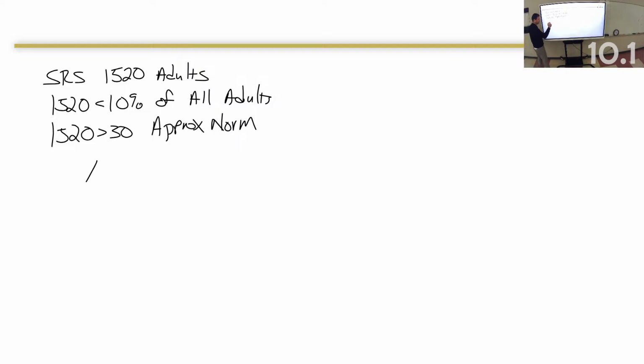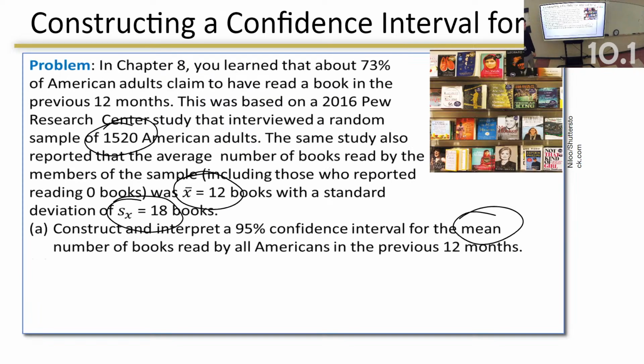So I'll go right to x bar plus or minus t times s sub x over the square root of n. All that's on your formula sheet if you know where it is. That's your sample statistic. That's your critical value. Your standard error of the statistic is s sub x over the square root of n. And they told us all these things. They told me x bar was 12. They didn't tell me what t is. I have to find that. They told me what s sub x was. That's 18 over the square root of 1520. What was it, 95%?